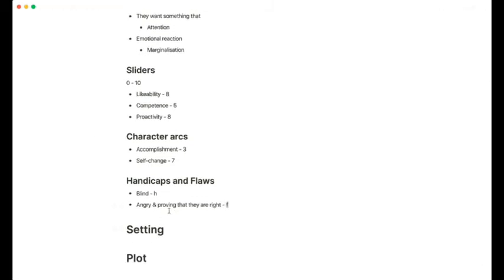And that's a flaw. Obviously, if I had more time, I'd cover more handicaps and more flaws because this can help create the story. But currently, I've got here what I need to create an initial story.